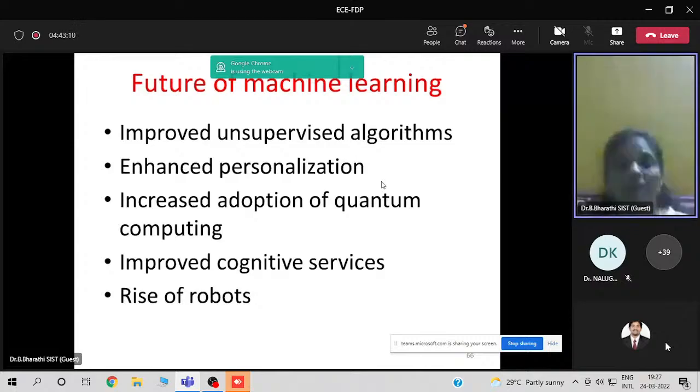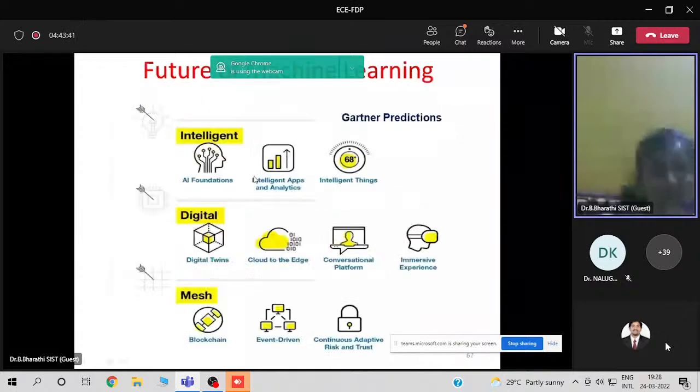And people are talking about quantum computing now. So application of machine learning in the field of quantum computing is an open area, and a lot of cognitive services are still to be explored. There is already work done, but we still have a long way to go in cognitive services. To have improved cognitive services, machine learning has to play a major role. And also, as we spoke about robots, when there is progress in robo technology, definitely machine learning algorithms are going to have the upper hand.